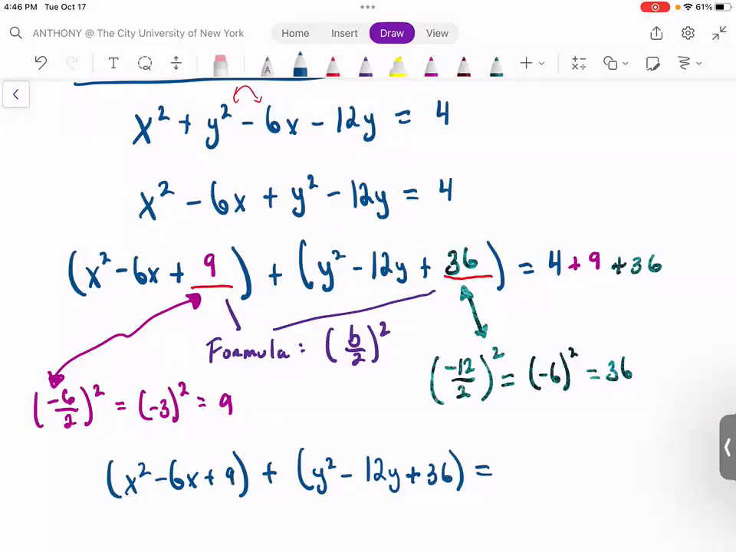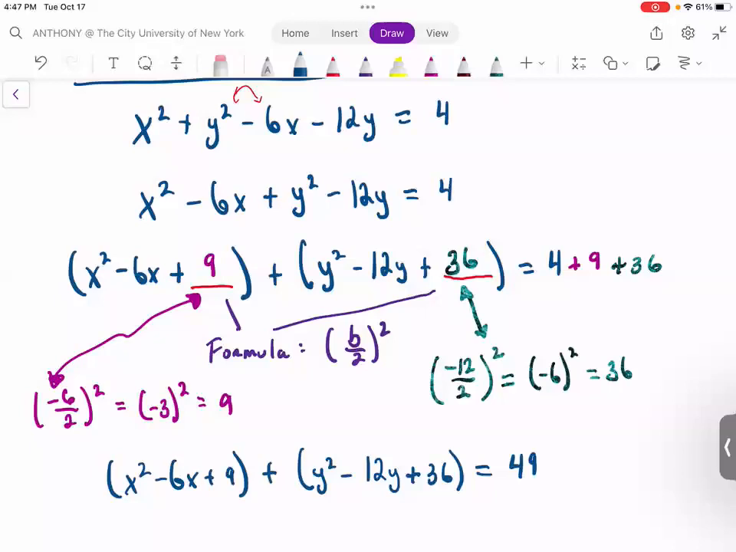So what's 4 plus 9? 13. 13 plus 36? 49. Very good. All right. To finish off the completing the square, this will ultimately give us our standard form. What I need to do is factor both of the parentheses. Rewrite x squared minus 6x plus 9 in factored form. Rewrite y squared minus 12y plus 36 also in factored form.